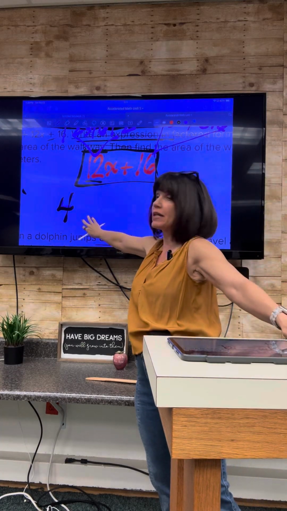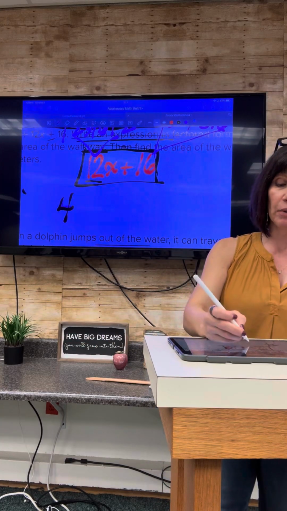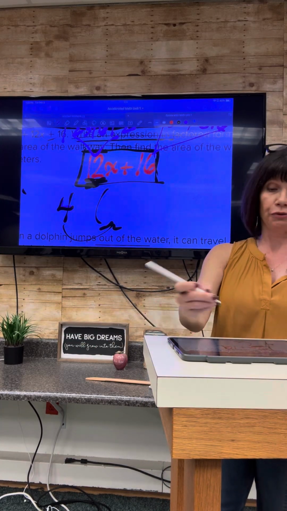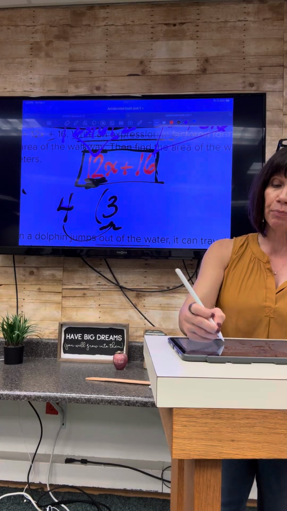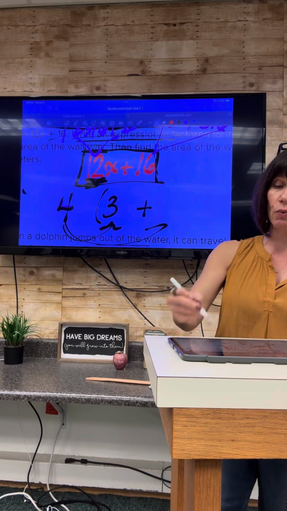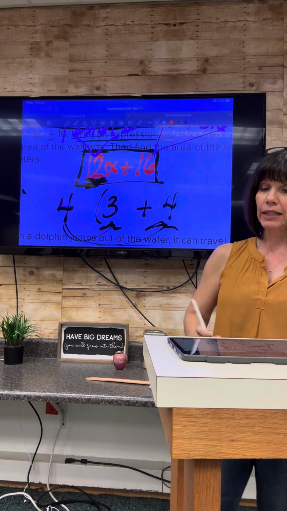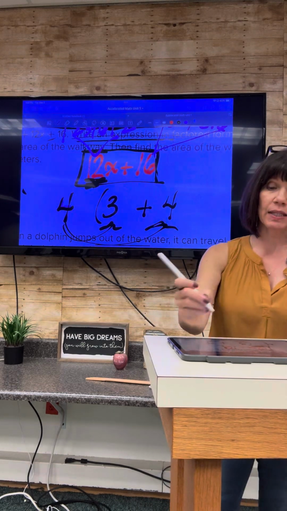Leave room in case we need an x in a moment. Go ahead and begin your parentheses. 4 times what would have equaled the 12? 3. And then plus sign. 4 times what would have equaled the 16? 4. Leave space. Ending parentheses.